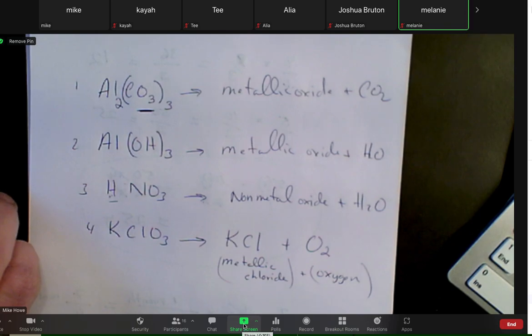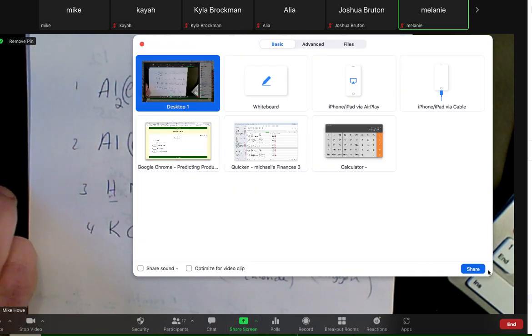Okay, so now I want to go back to predicting products, and I want to make sure that you understand how to recognize the reaction type, not to predict the products. So I'm going to review just a little bit more.